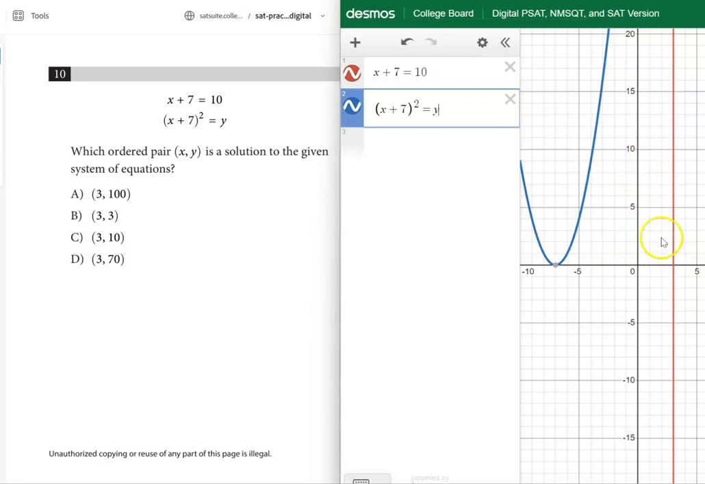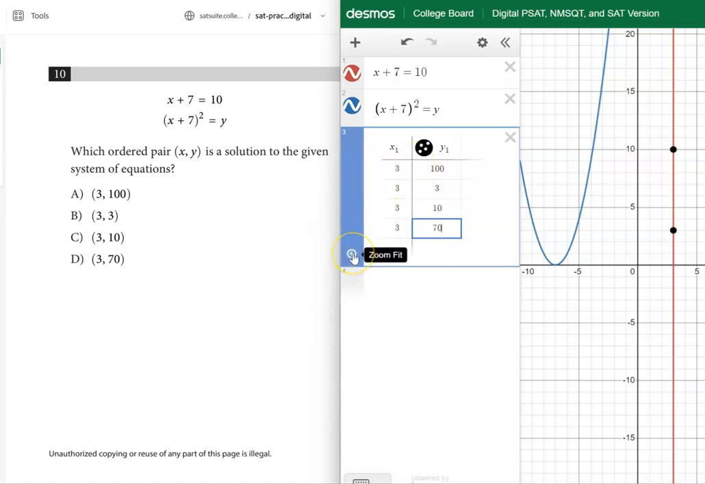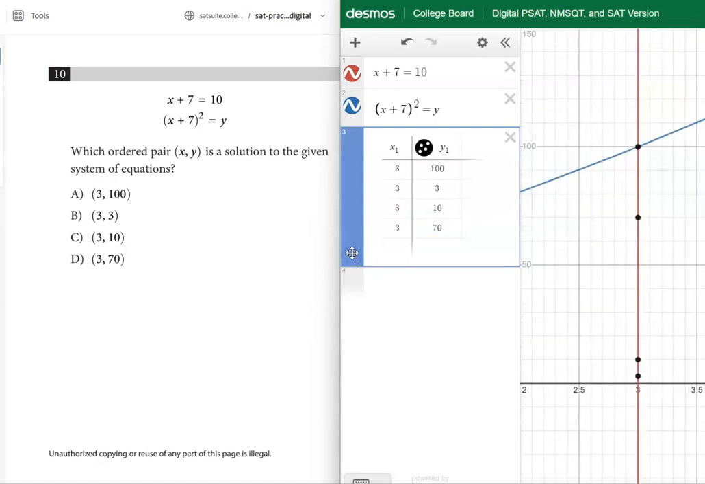Okay, and it looks as though these don't intersect, but they actually do. So I'm going to show you a really quick way to get your window adjusted, and that is to use a table. So you'll notice one of the ordered pairs is (3, 100). You can actually put all of these ordered pairs in here if you would like, because it doesn't really take that long to do that. And then at the bottom on the left side of the calculator, on the table here, it's going to show a little plus sign and a little hourglass. That is zoom fit. When you click on that, it's going to adjust the window of the graph to fit these points, and you'll be able to see all of these solutions.